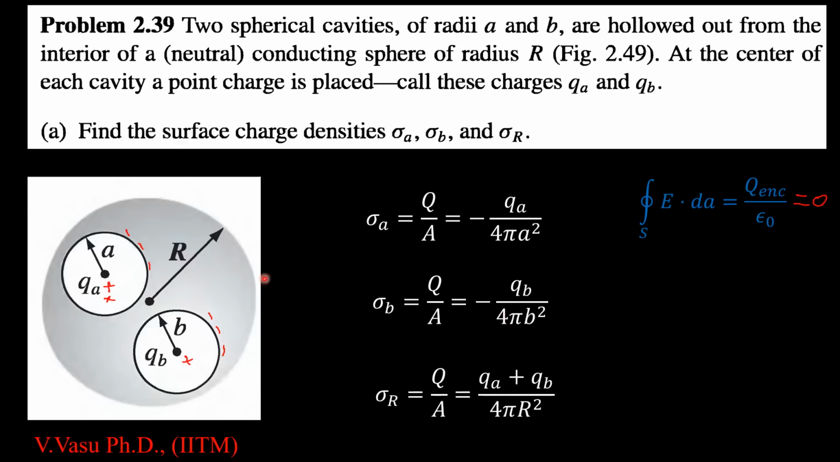And what about the surface charge at radius R? Here you have negative charge, so in order to neutralize it, you will have a positive charge on the outer surface. This positive charge is due to Qa as well as Qb. So sigma R is equal to Qa plus Qb divided by 4 pi R squared. Then we will move on to part b.